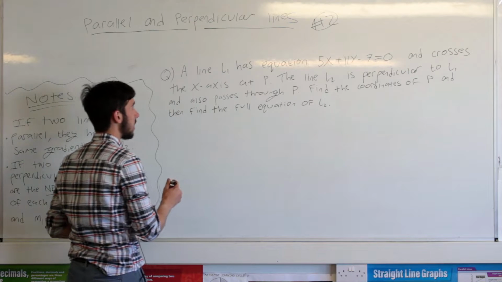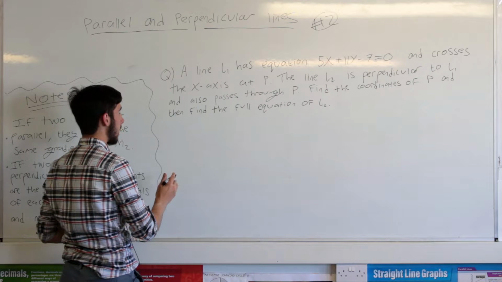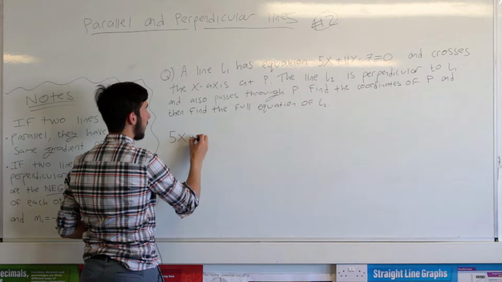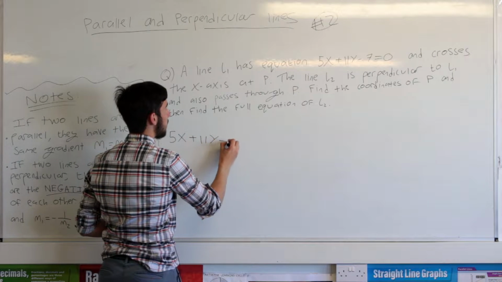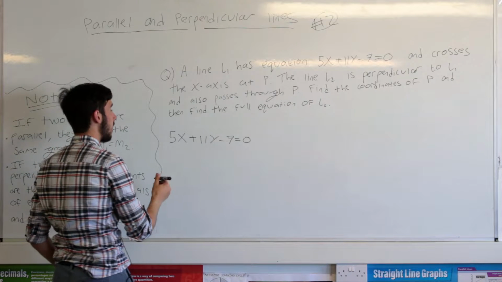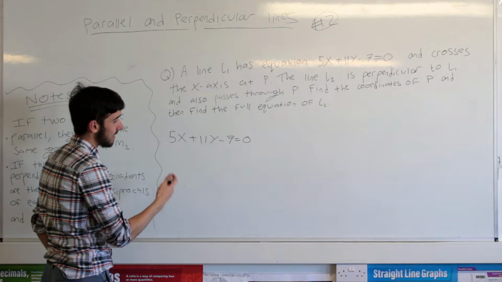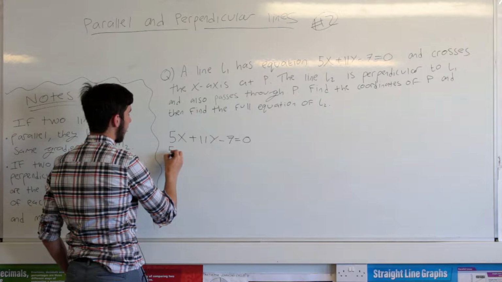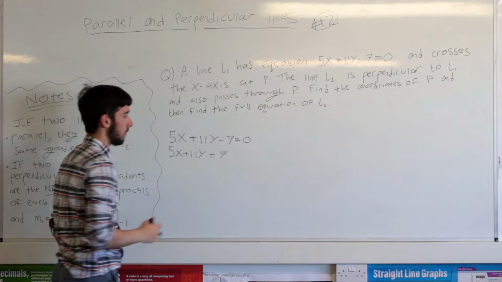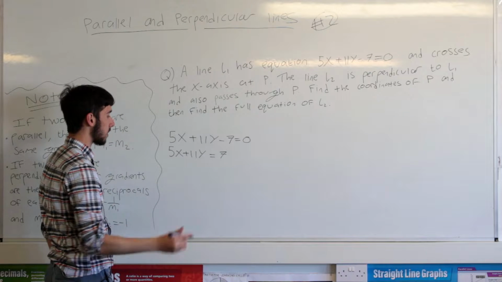So the first part of this is we're going to rearrange and get this into the form y equals mx plus c. Okay, so we're going to start off with what we get given in the question, which is 5x plus 11y minus 7 equals 0. That's just what we get given in the question. Then let's add 7 to both sides. So we're going to get 5x plus 11y equals 7, because we want to make y the subject, don't we? And then let's take away 5x from both sides.